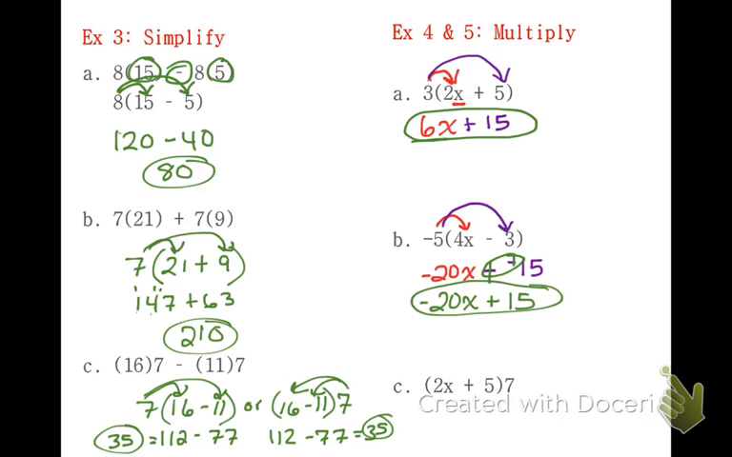Again, let's try another one. 7 times 2x. Notice I'm putting the 7 on the first one for the variable. So 7 times 2x is 14x plus, and then 7 times 5, which is 35. And they are different. They're not the same, so that is your answer.